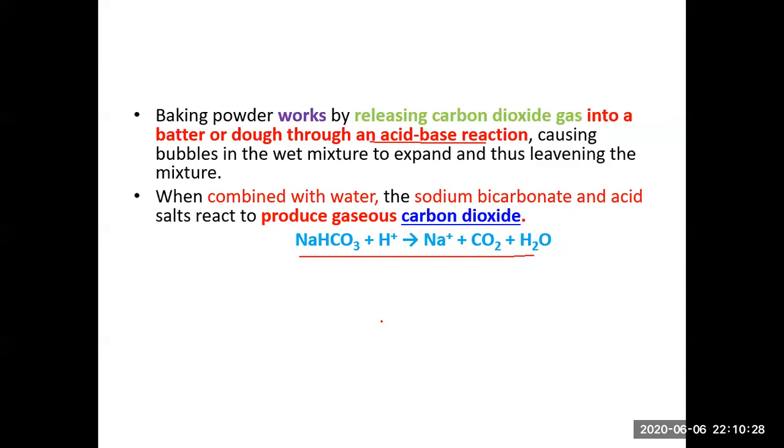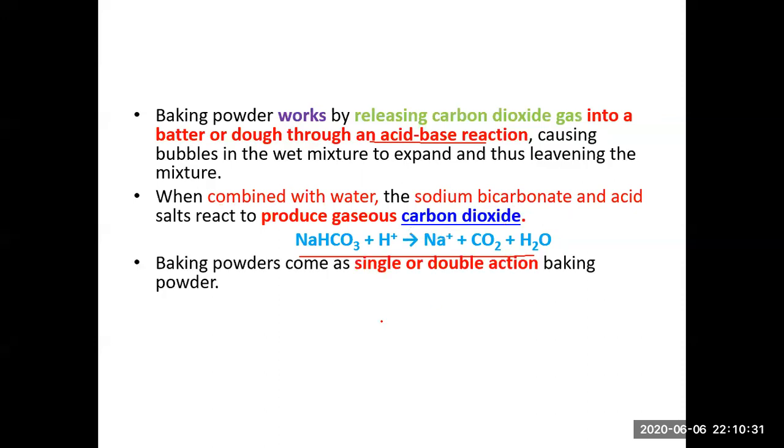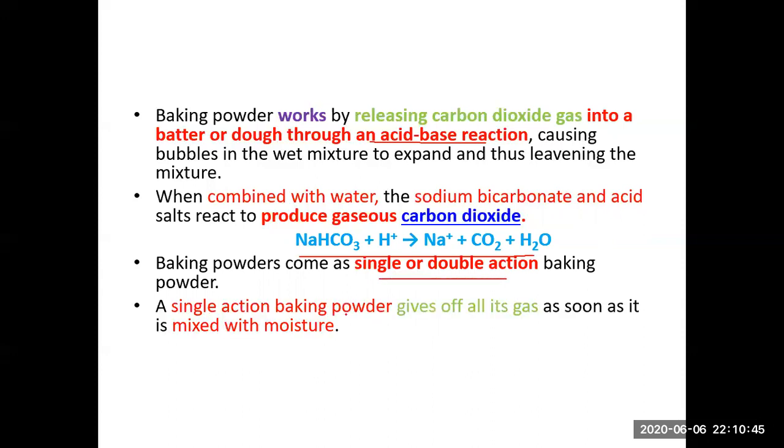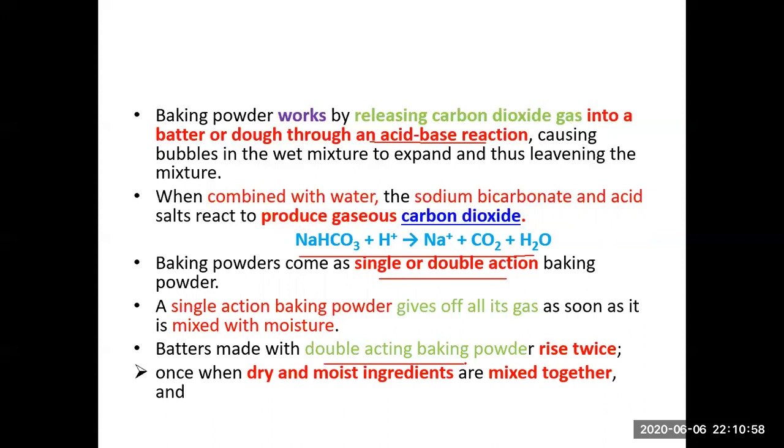This reaction happens there. And as you know, there are two kinds of reaction in baking powder, and there are actually two types of baking powder present in the market: single action and double action baking powder. In the case of single action baking powder, it gives carbon dioxide gas whenever it mixes with water. And double acting baking powder actually rises twice: once when it is moist, and another when the product is baked.